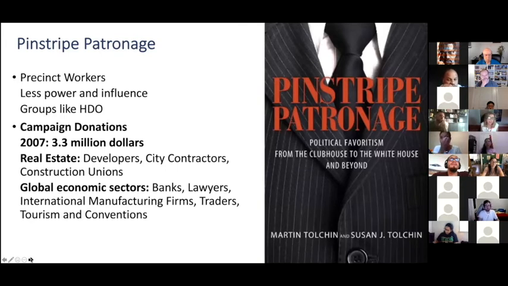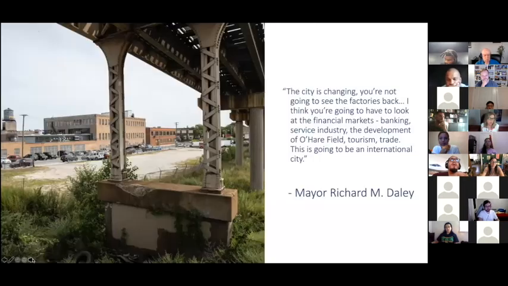In 2007, I think a lot of us who study Chicago politics shook our head in disbelief that Daley had spent $3.3 million on re-election. It's gone up significantly since then, but most of his money was coming from real estate developers, city contracts, who were getting benefits. Remember how that machine works. And a lot of construction workers, construction unions, electrical, plumbing, and then we see the global economic sectors playing a role.